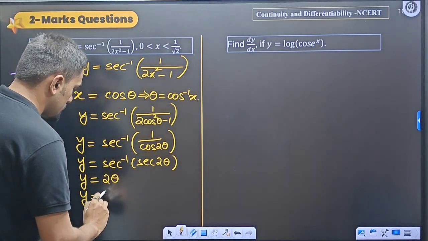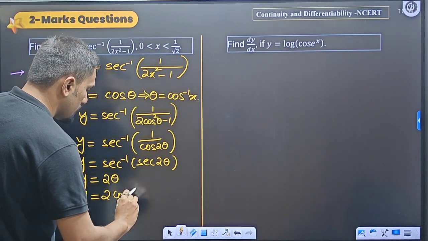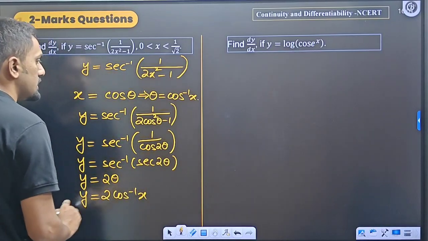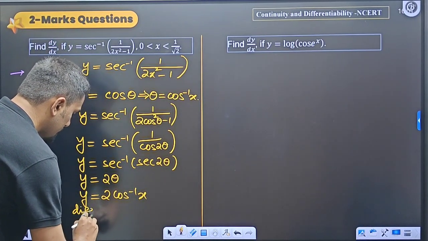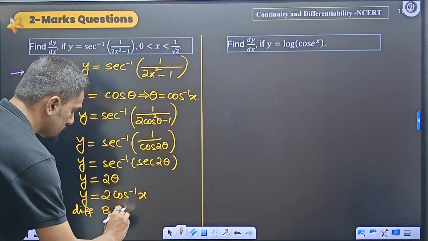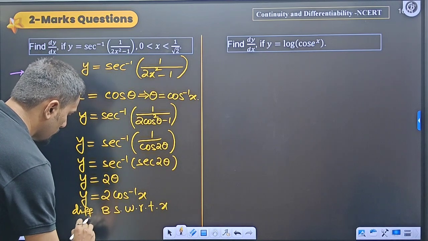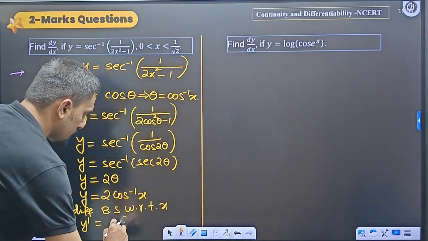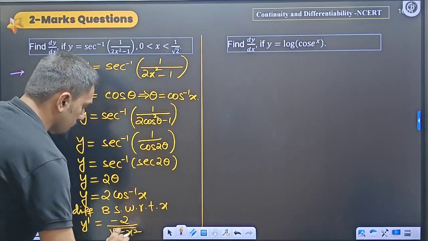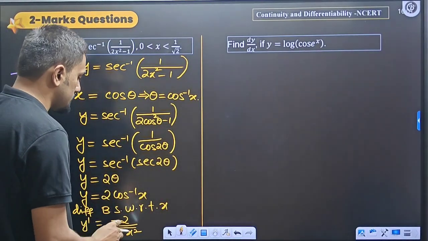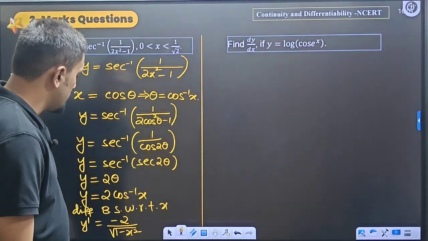So y is equal to 2 theta, and theta is cos inverse x, so y is 2 cos inverse of x. If I differentiate this with respect to x, differentiating both sides with respect to x, you will get y dash is equal to minus 2 divided by root of 1 minus x square, because the derivative of cos inverse x is minus 1 divided by root of 1 minus x square.